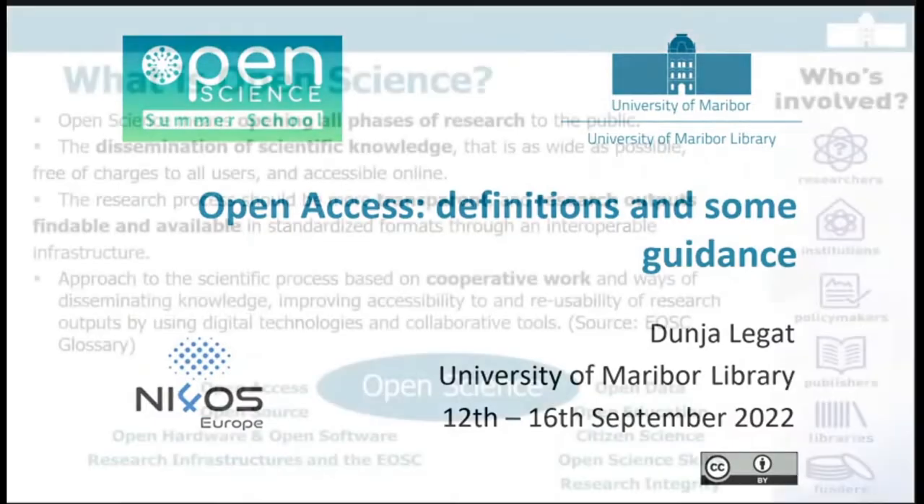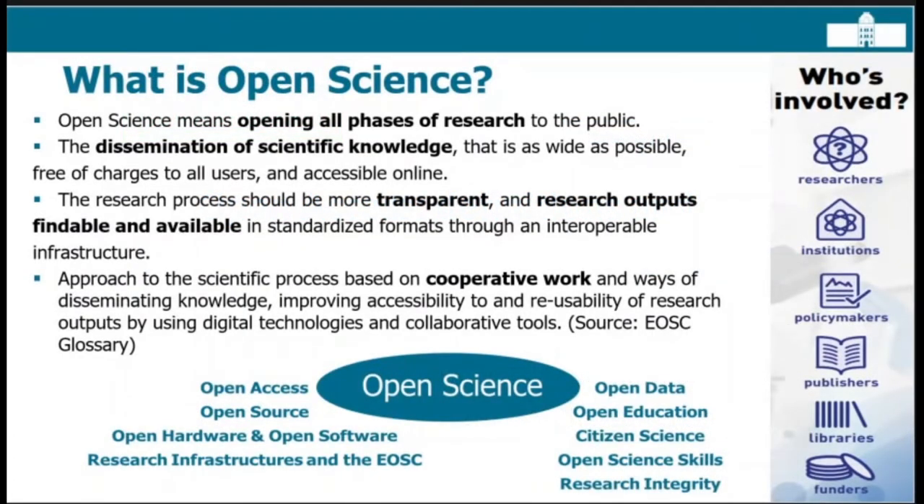Some introduction slides you already heard, so I won't be very long on these slides. What is open science? Some definitions you heard this week. More important is who is involved in this process of practicing open science? You as researchers, then also institutions, policymakers at the national level, publishers, also libraries. We are trying to give you as many support services as we can, and also funders with their policies and demands on the topic of open science.